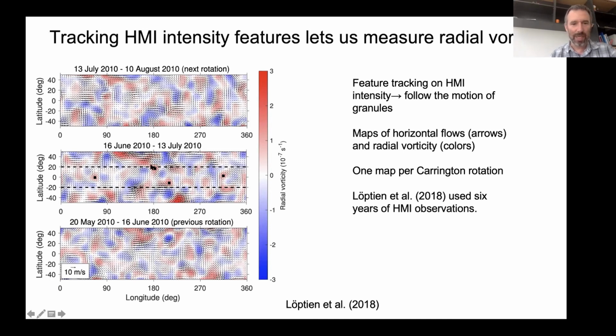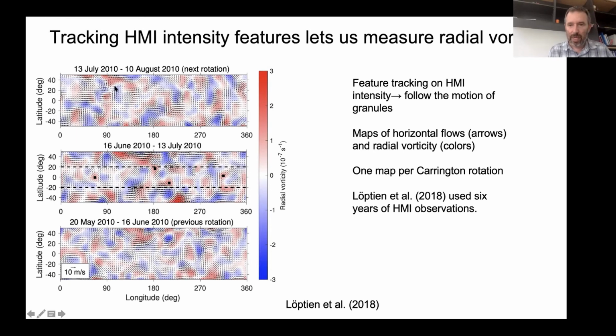And you can make maps like this. So in each one of these figures, you're looking at a full rotation of the sun. Like I said earlier, you just let the sun rotate underneath you, and you can make a map that shows horizontal flows over the full range in longitude. And all of those little black arrows are telling you about horizontal flows measured from this feature tracking method. And the color scales in the background are telling you about the radial vorticity, so the swirliness of the flow.